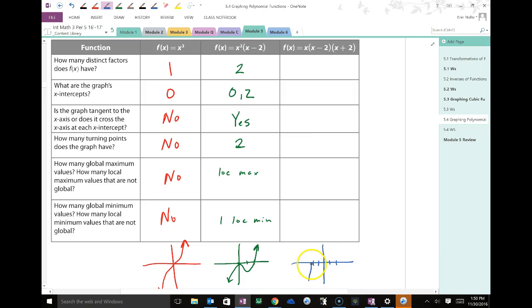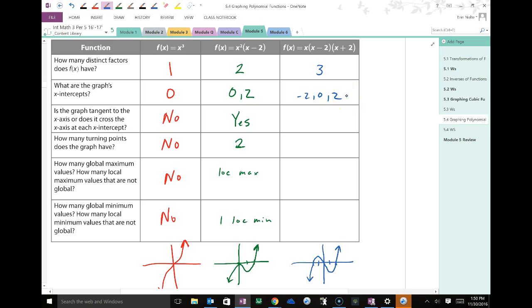Okay, so this one looked like this. Whoa, I totally missed that. So how many factors did we have for the third one? 3. Which resulted in how many zeros? 3 zeros. So the zeros were negative 2, 0, and 2.